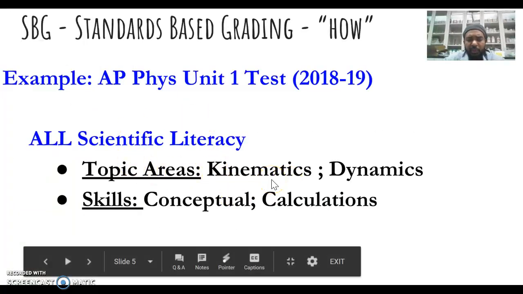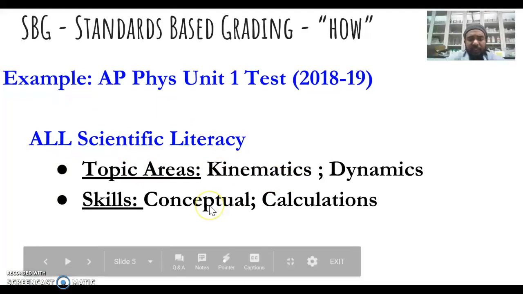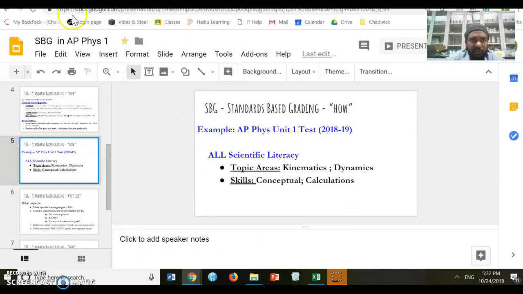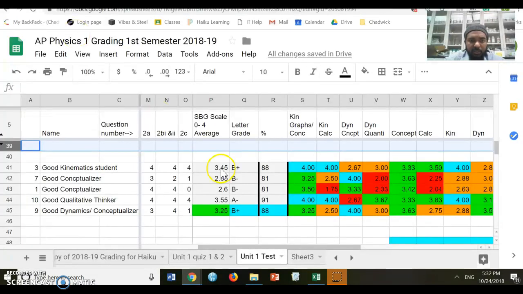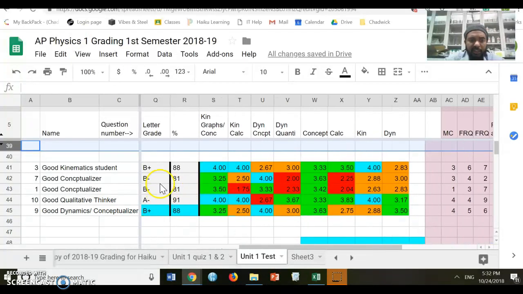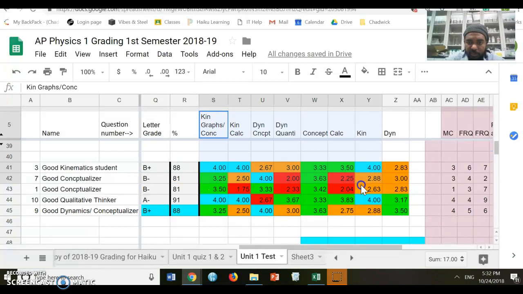So there were two topic areas, kinematics and dynamics, and the skills of conceptual understanding and quantitative reasoning, aka calculations, were assessed in each of these topic areas. And so this is what your results look like. Some sample results. Now here I have the letter grades. I have 5 students. I got 2 B minuses, 2 B pluses, and an A minus. My question is, how much information does that tell you? Not much.